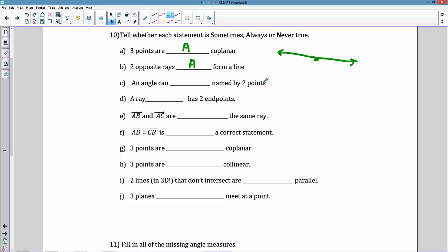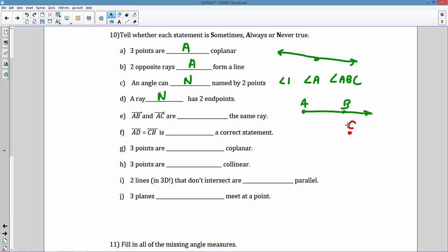An angle can sometimes be named by 2 points. That's a never. It can be named by a number, like angle 1, by a single letter, though we don't do that one a lot, not till later, or by 3 letters, but never by 2 letters. So this is never. A ray has 2 endpoints, never. By definition, a ray has 1 endpoint. Rays AB and AC are the same ray. So if you start at A and go through some point B, and if I put point C here, then they could be. But, of course, I could move point C.